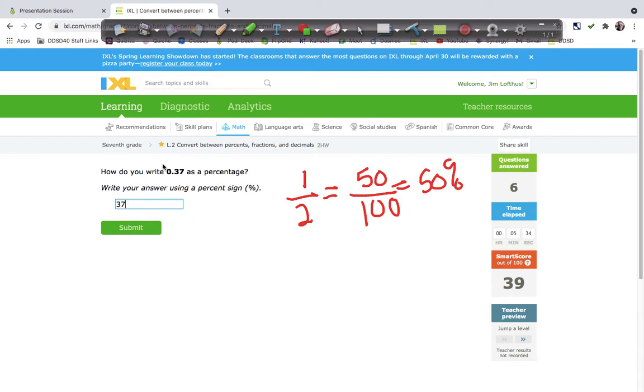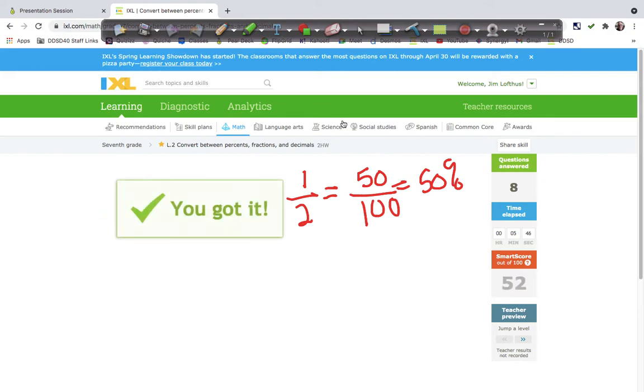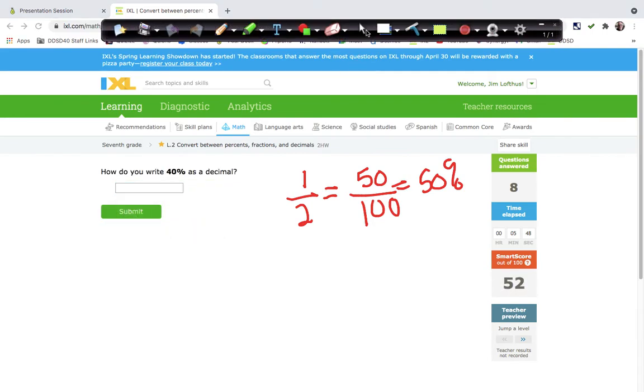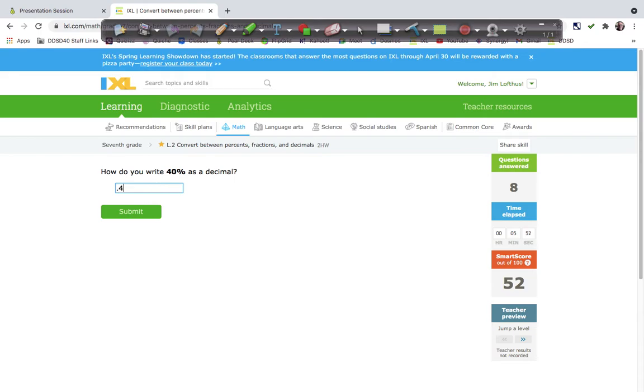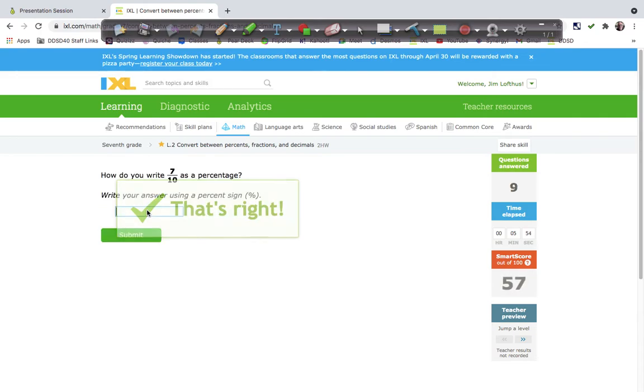37, and I use the percent sign, not the ampersand, but the percent. 57 as a fraction is going to be 57 over 100 as a fraction. Let's go back here and get rid of that. And this could be 0.4 or 0.40.